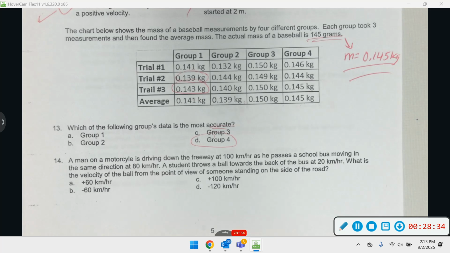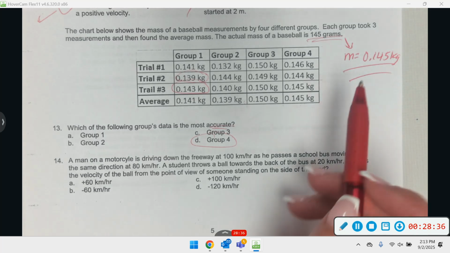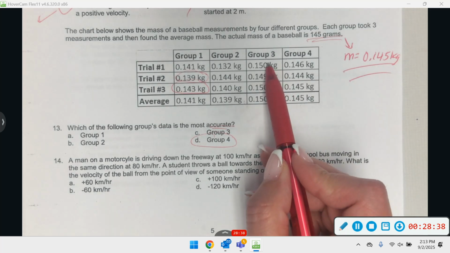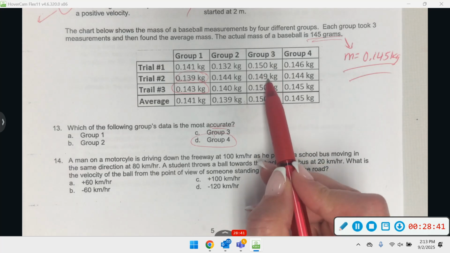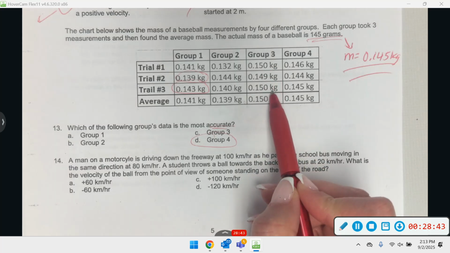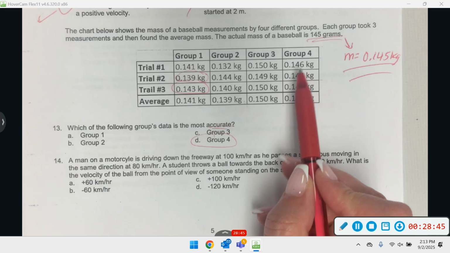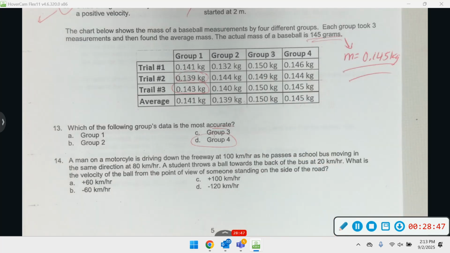That's only 4 thousandths. But if you keep looking, group 3 only has 1 thousandth, 150, 149, 150. Those are very close together. It's almost perfect. Theirs is actually the closest. So if the question had said who's the most precise, it would have been group 3. But as it's written, most accurate is group 4. Questions about number 13?